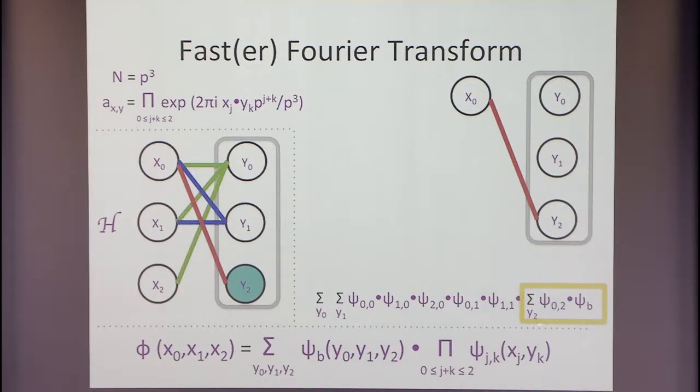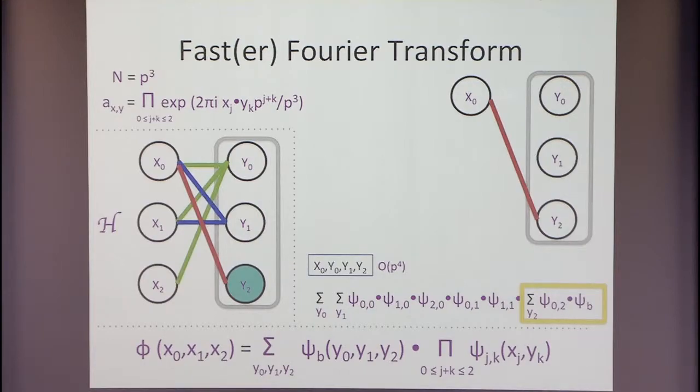Okay, so it's the sum over y2 of psi 02 times psi b. The idea is I'm going to use the trivial algorithm here again. I just look at all x0, so all the variables that participate in this sum product are x0, y0, y1, y2. There are p to the 4 choices. I just go over all of them and do the trivial algorithm again, and I can compute this sum of product in time order p to the 4.